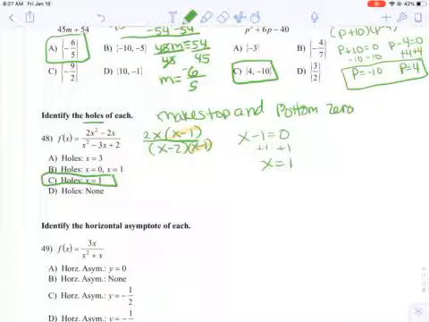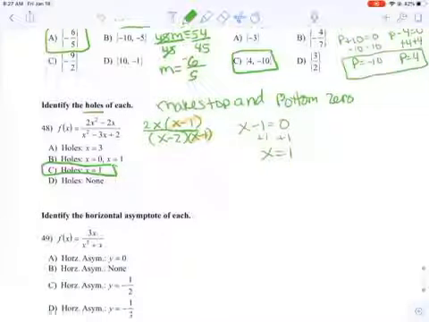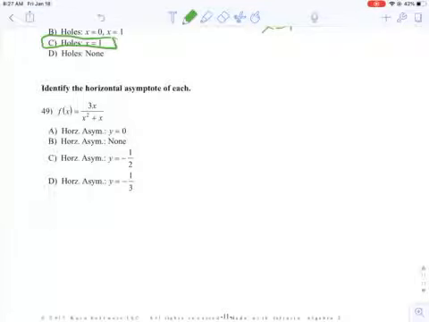So if nothing made the top and the bottom 0, then we would say that there were no holes, but there's one thing that makes the top and the bottom 0.